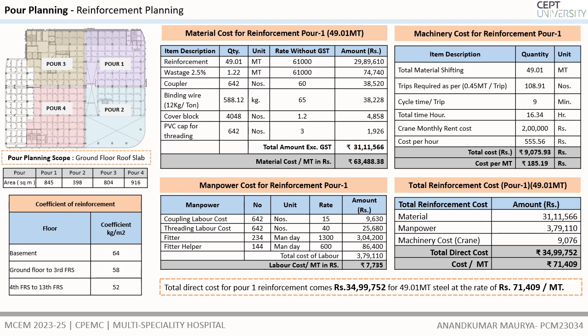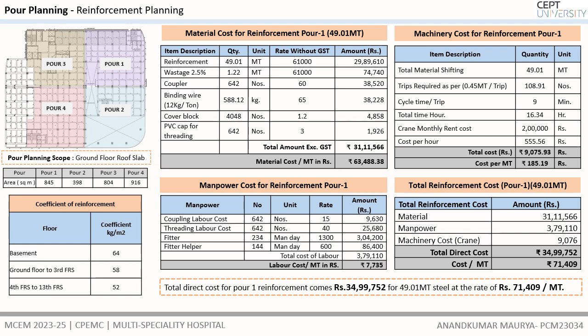For manpower cost, 642 laborer man days were assigned, and for fitter and fitter helper 234 man days were assigned, so the labor cost comes to 7,735 rupees per metric ton. The total cost comes to 71,409 rupees per metric ton for the reinforcement work at the pour one of the ground floor roof slab.